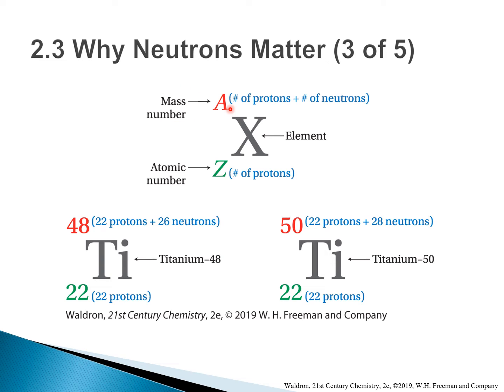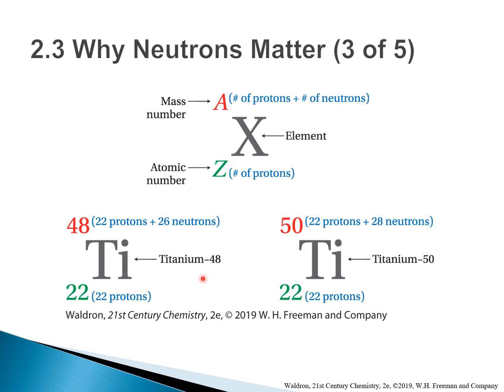Recall that the mass number is the sum of the number of protons plus the number of neutrons. Then on the lower left corner, we use the letter Z to represent the number of protons. The number of protons is the same as the atomic number from your periodic table. Let's take a look at these two isotopes, titanium-48 and titanium-50, as an example.